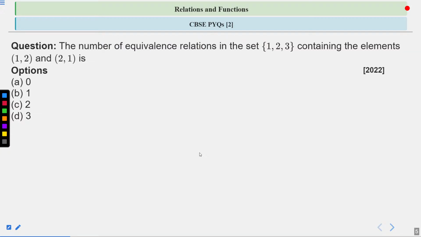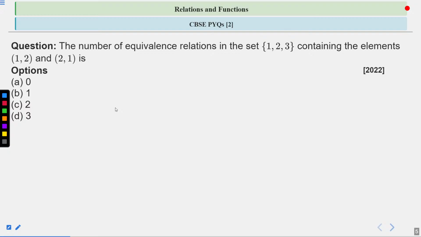Next question says the number of equivalence relations in the set {1, 2, 3} containing the elements (1, 2) and (2, 1) is. This question was also asked in the year 2022 and the options are 0, 1, 2, 3. We basically have to find the number of equivalence relations in the set {1, 2, 3} that must contain (1, 2) and (2, 1), right?